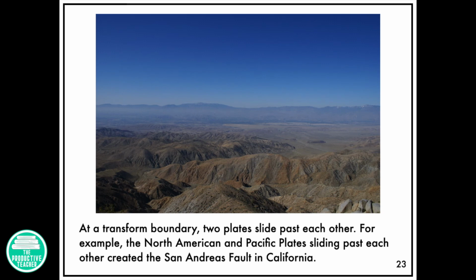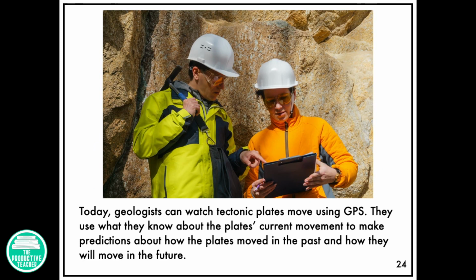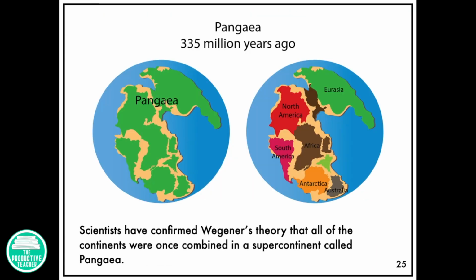At a transform boundary, 2 plates slide past each other. For example, the North American and Pacific plates sliding past each other created the San Andreas Fault in California. Today, geologists can watch tectonic plates move using GPS. They use what they know about the plate's current movement to make predictions about how the plates moved in the past and how they will move in the future.